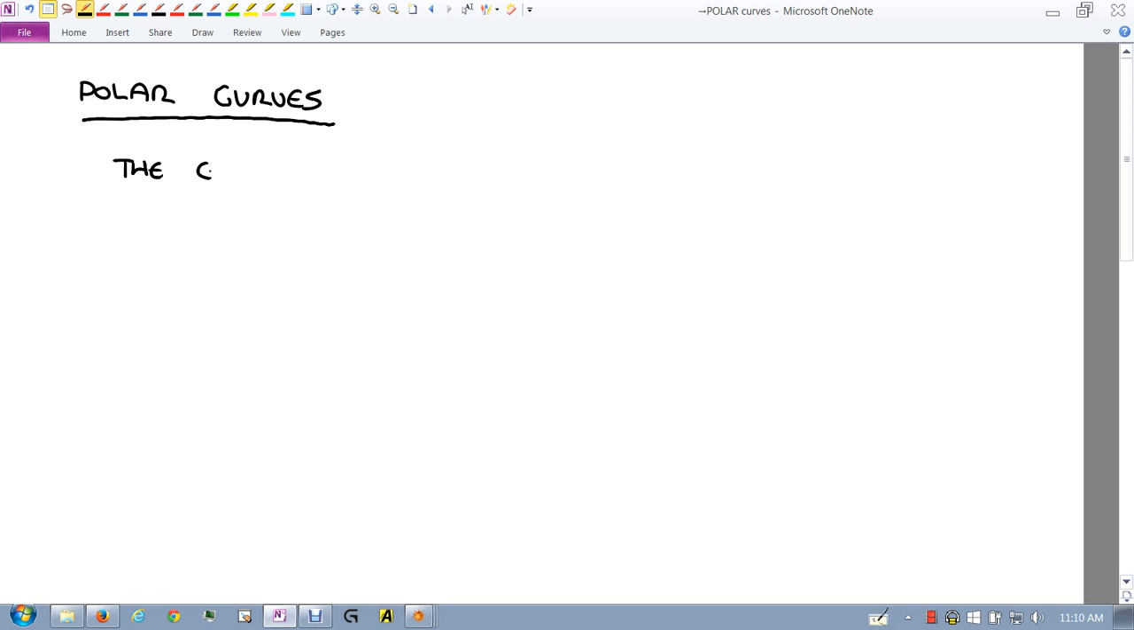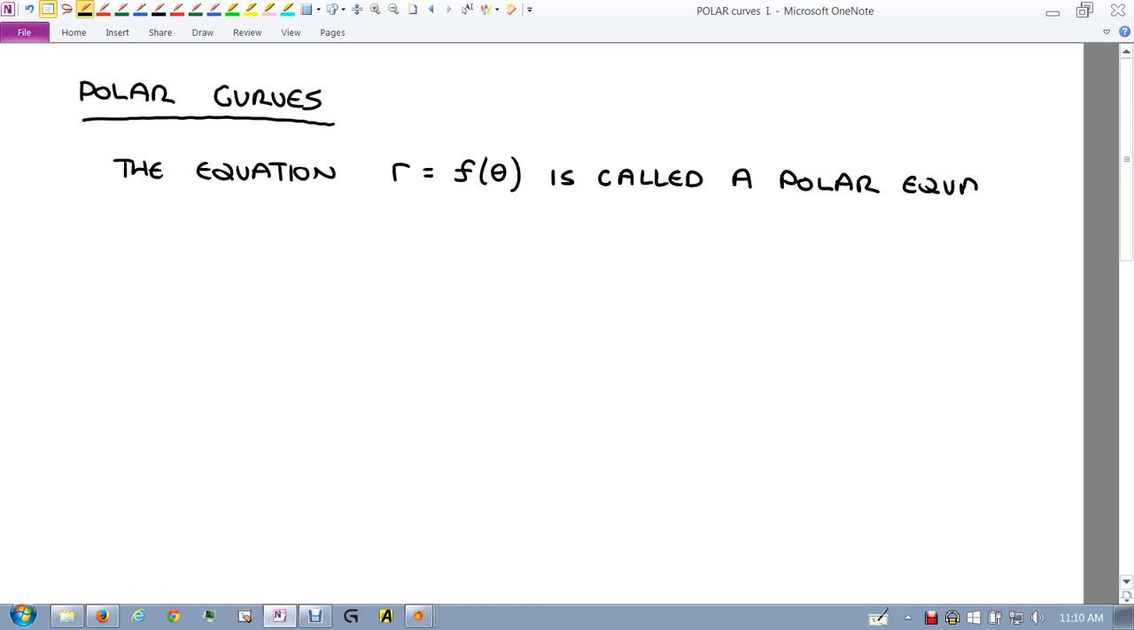The equation r equals f of theta is called a polar curve or polar equation. As an example, let's look at this. r equals 2.